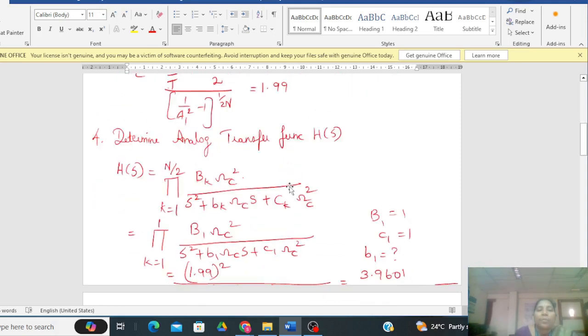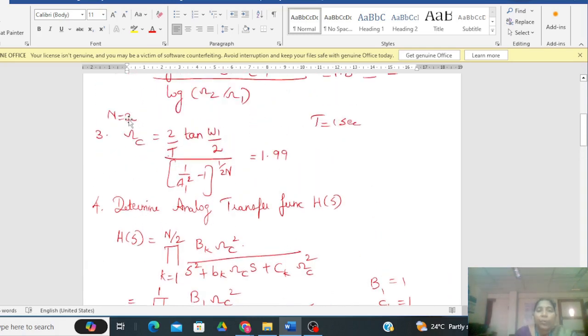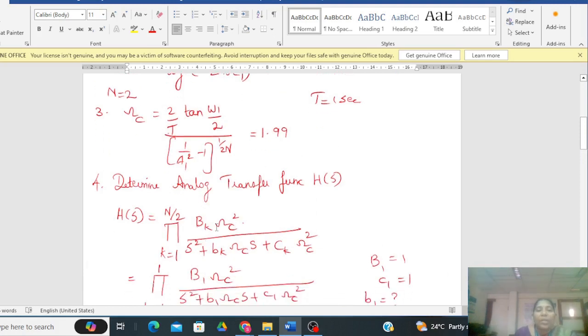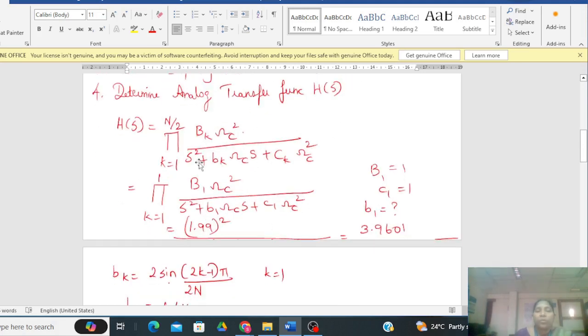Then the fourth step is you have to determine the analog transfer function H(s). Since n is equal to 2, which is an even number, there are two different transfer functions, one for even number, another for odd number. We have to choose the even number. So here H(s) equals the product, this symbol represents the product, of k equal to 1 to n by 2 of Bk Ωc² divided by s² plus bk Ωc s plus Ck Ωc². So Ωc we have found as 1.99. We'll be substituting here, and if you substitute k equal to 1, this is the expression you will get.